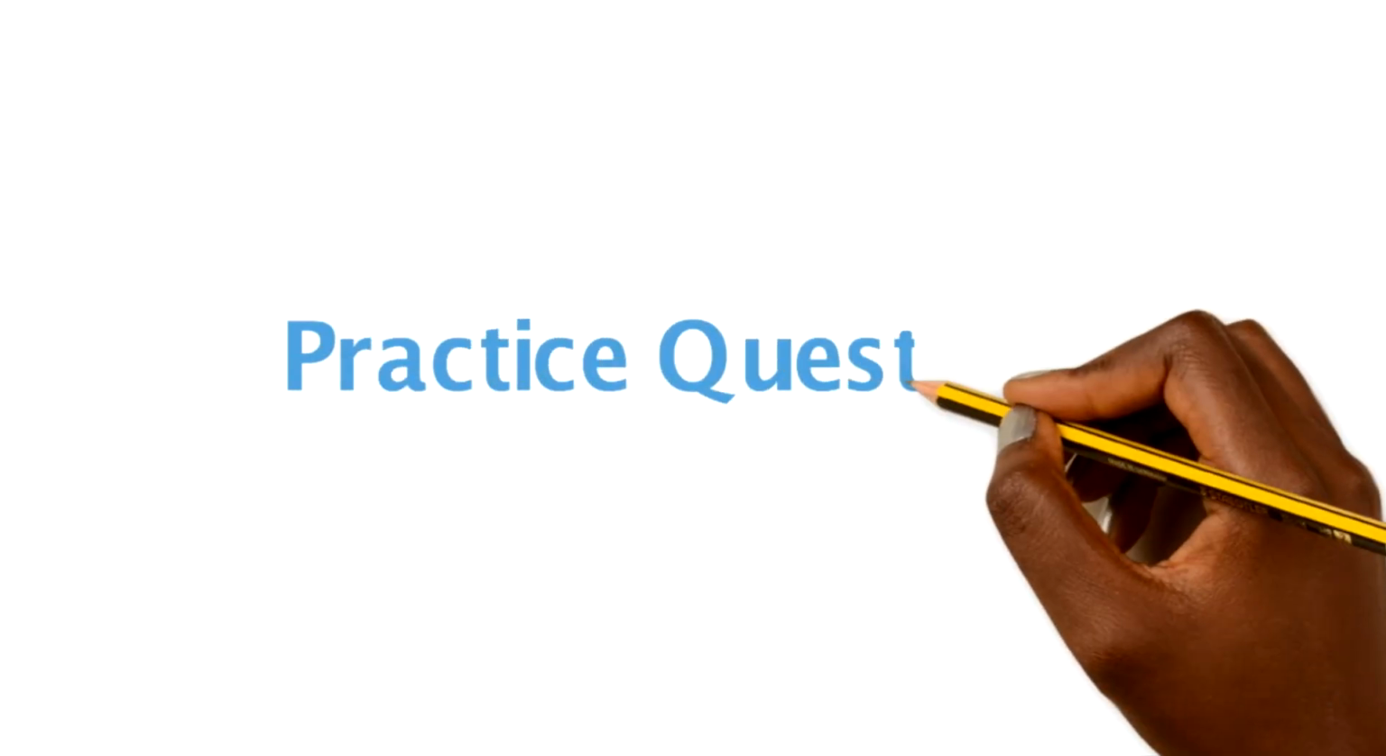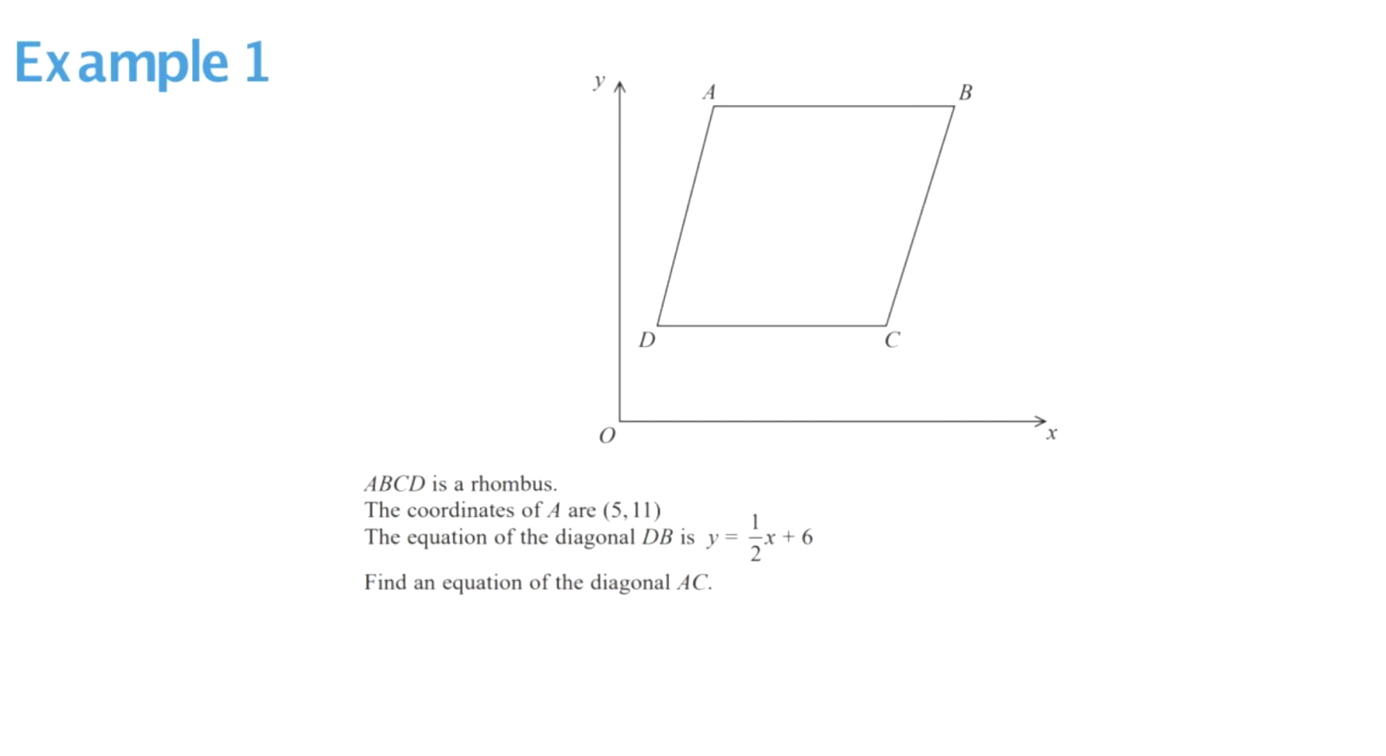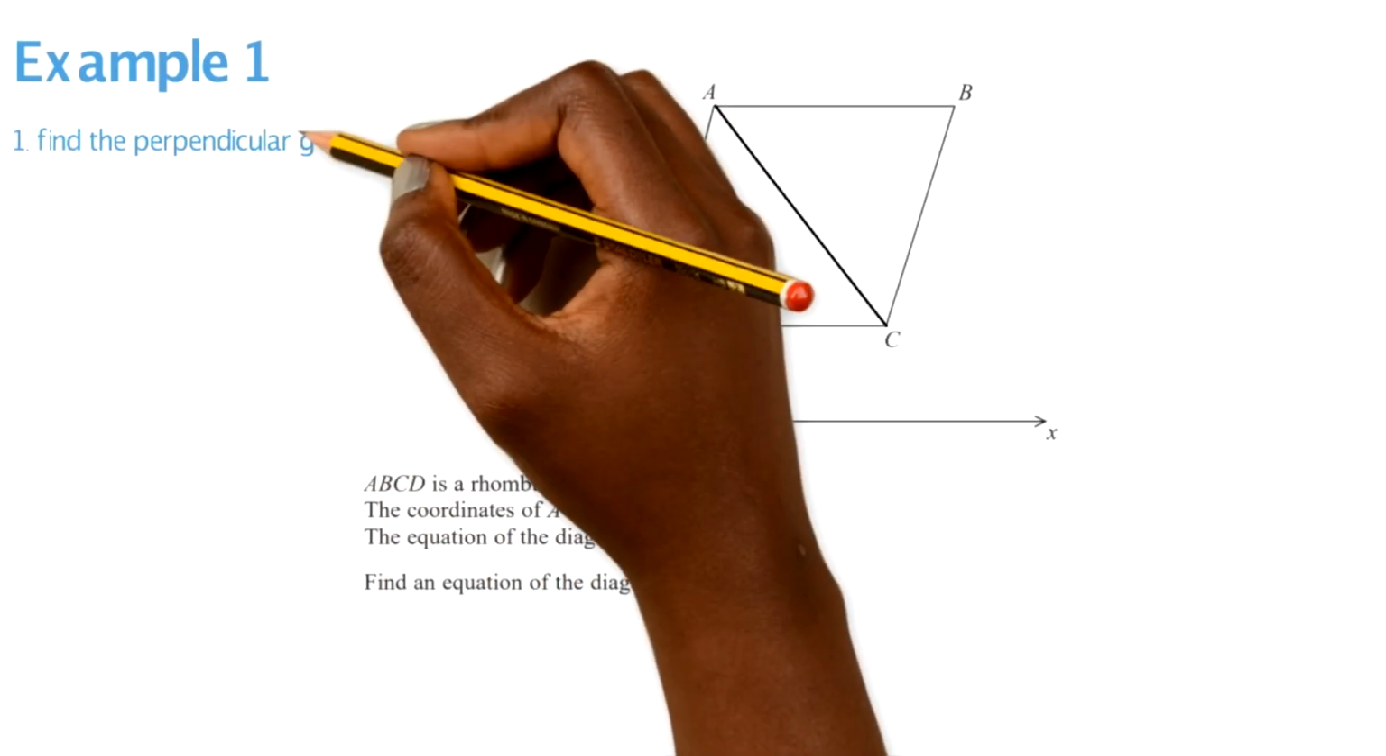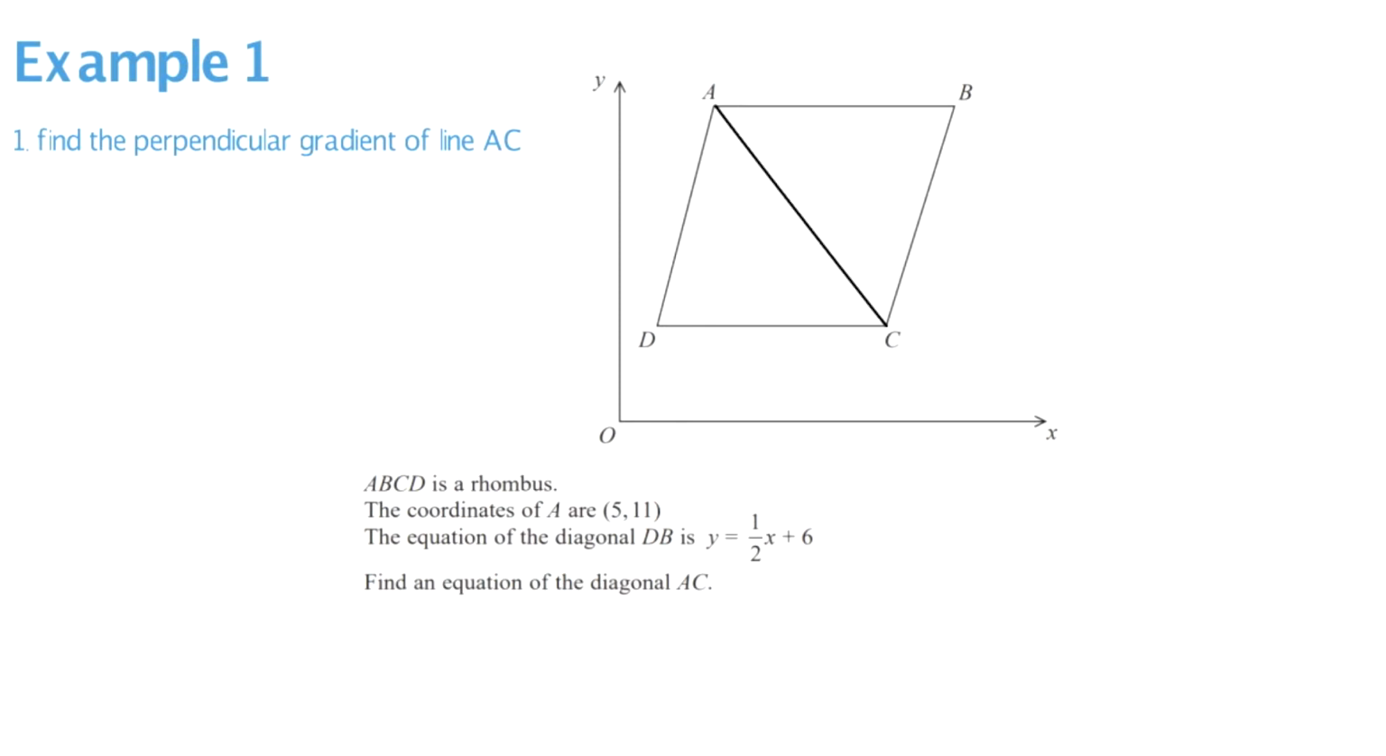Now we're going to go into some practice questions. Example 1. In this question they've drawn a rhombus, given us the coordinates for A and the equation for diagonal DB, and want us to work out the equation of diagonal AC. Notice how AC is perpendicular to line DB, so we can find the perpendicular gradient of AC.